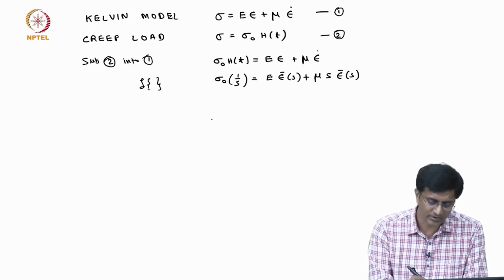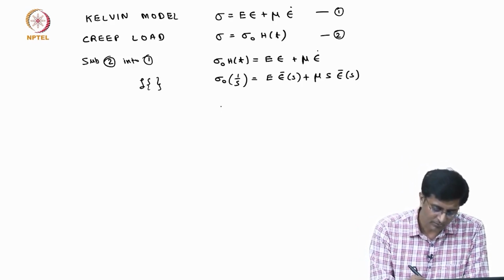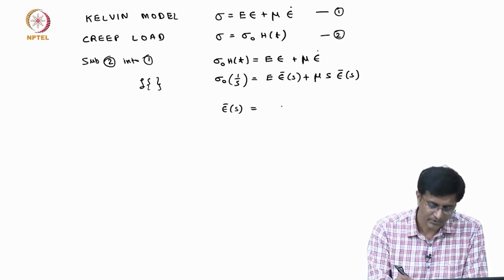Now, let us simplify this equation by bringing to the left hand side the response epsilon of s. This is written as sigma naught over s times (E plus mu s).